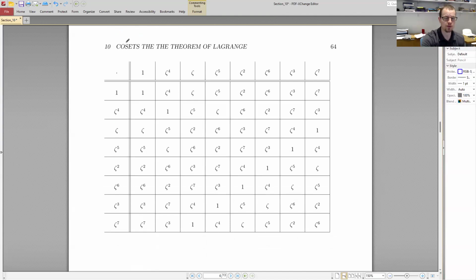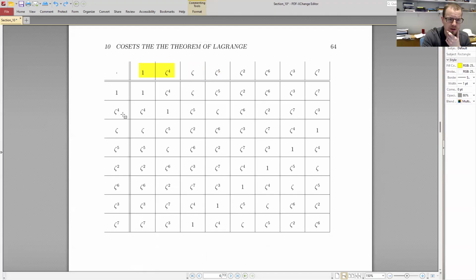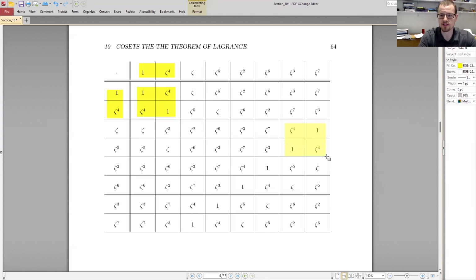And what I'd like to do is highlight for us the different cosets. So if I go ahead and highlight our coset 1 and zeta to the 4th. What I'd like to do is highlight all of the appearances of those in our table. And notice that I end up with these squares. So 1, 1, zeta to the 4th, zeta to the 4th. I also have that over here. And I have it right here. And I have it right here.